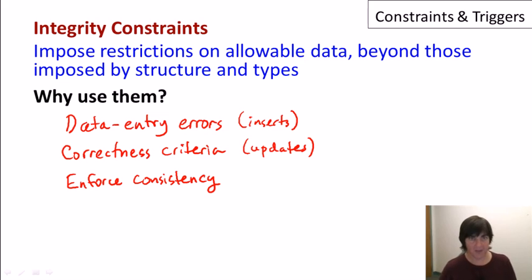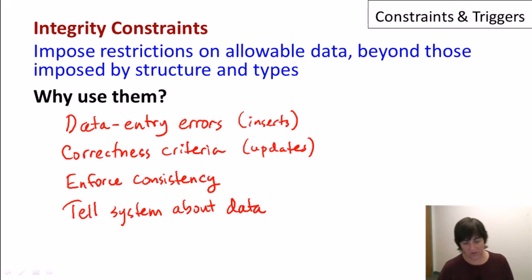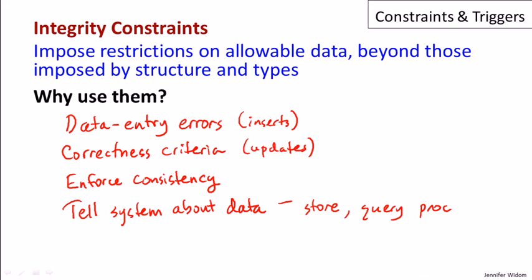And finally, a very different use of constraints is to tell the system about the data. So specifically, we might have key constraints that say values are unique, or we might again have consistency constraints that the system can use to both store the data in a certain fashion that may be more efficient, and also for how it processes queries, query processing.